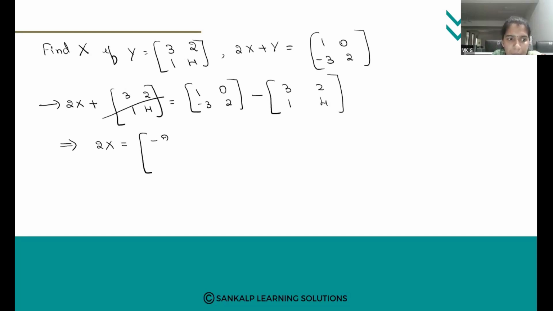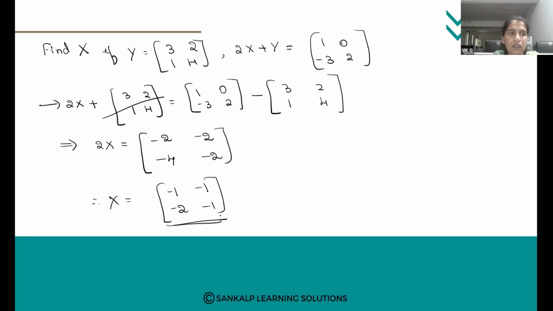1 minus 3 is minus 2. 0 minus 2 is minus 2. Minus 3 minus 1 is minus 4. 2 minus 4 is minus 2. This is 2x. Therefore, x is 1 by 2 times this. Multiply every entry by 1 by 2: minus 1, minus 1, minus 2, minus 1. Clear? Yes, very good, very good. Many are giving the right answer. Exactly.